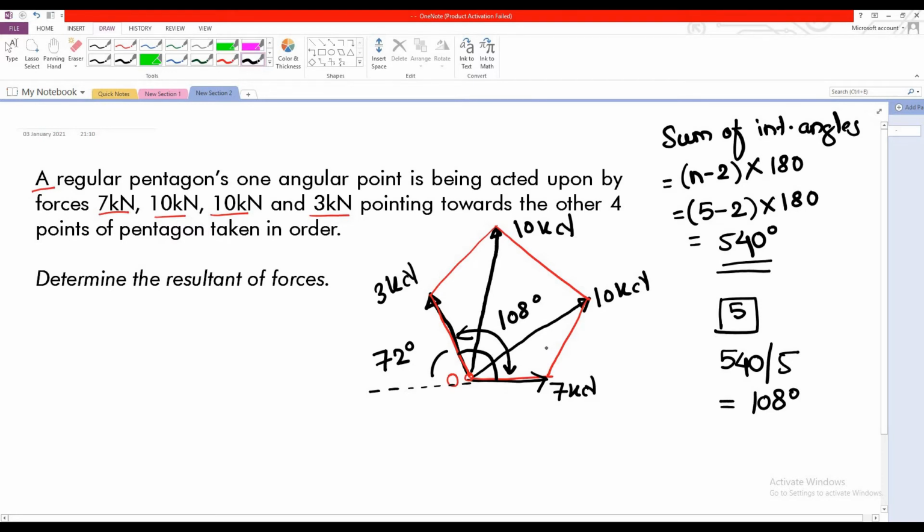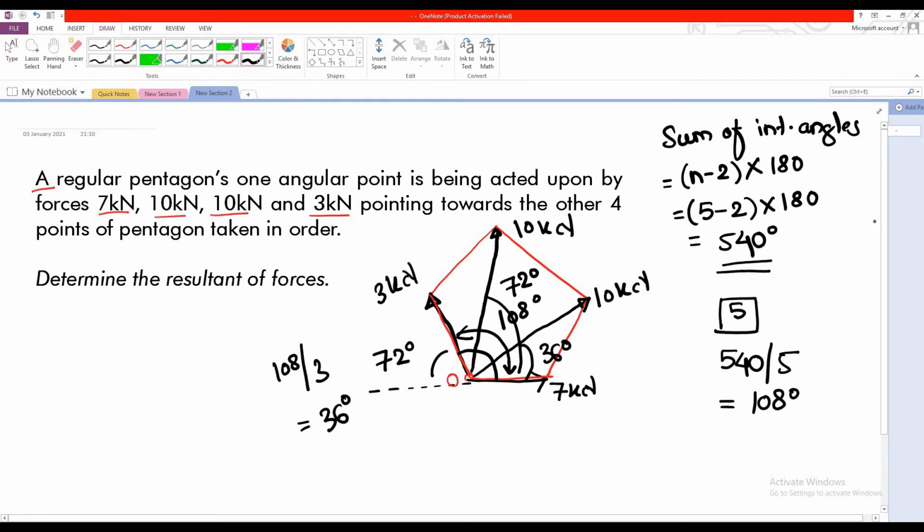Now these forces, 10 kilonewton and this another 10 kilonewton and this 3 kilonewton, are equally dividing this 108 degrees between them. Therefore each force, that is the angle that the 10 kilonewton will be making, is how much? 108 divided by 3. How much do we get? We get 36. Therefore this 10 kilonewton makes a 36 degree angle. This another 10 kilonewton makes how much? 36 plus 36, it is 72 degrees, sorry.